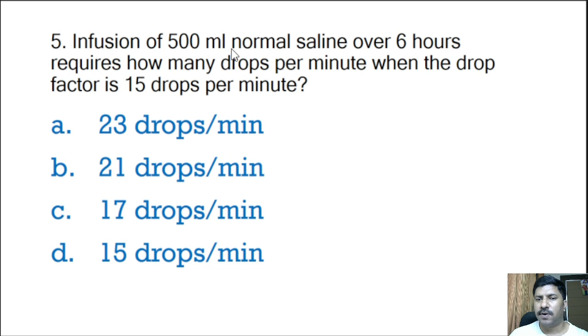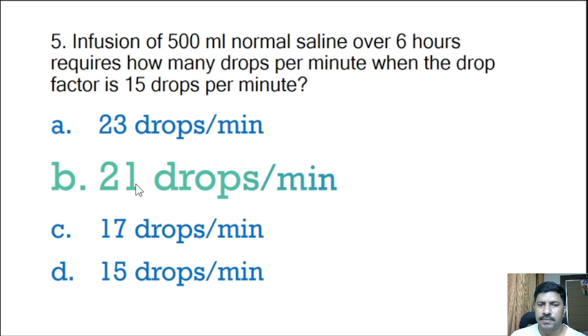Infusion of 500 ml normal saline over 6 hours requires how many drops per minute when the drop factor is 15 drops per ml? Options: 23 drops per minute, 21 drops per minute, 17 drops per minute, 15 drops per minute. Here we need to apply the drops per minute formula. The correct answer will come 21 drops per minute. We will go to the solution.